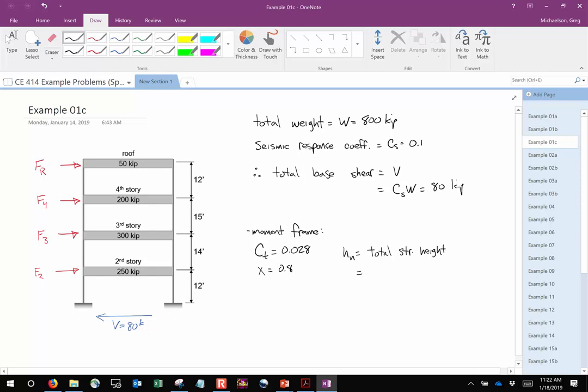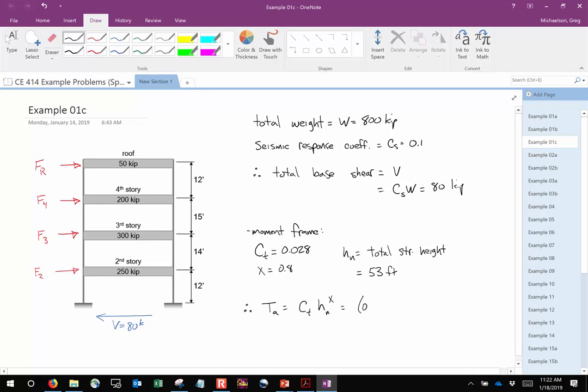And so what is that? 53 feet. So therefore, what we can do is we can say our approximate period of vibration is that Ct value times hn to the x. And so again, that's an approximate equation. Again, determining the period of vibration is a very complex calculation, and this is making it very easy for us. I just really think that bears repeating.